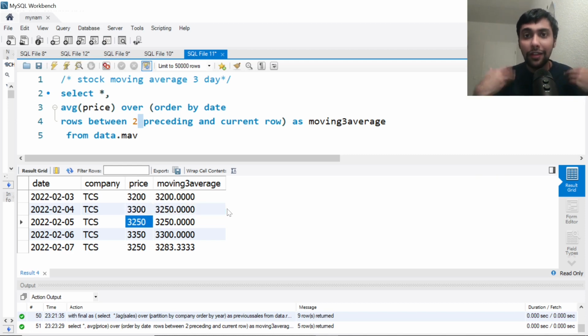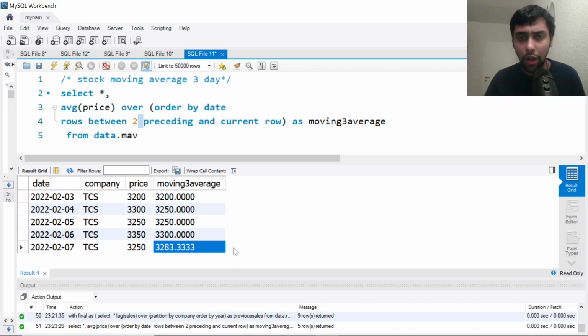For the third row, obviously there's two preceding. So it is going to do an average of these three rows. What is average of 3,200, 3,300 and 3,250? It is 3,250, right? That's what we get here. Moving to the next row, what is this doing? Just think for a minute. Obviously it is doing these three rows, right? Two preceding and that row. Average of these three is nothing but 3,300. That is what we get here. And finally, this row, what is happening? Again, two preceding. So essentially it will do the average of these three rows. Average of this is, I think it will be 9,850 divided by 3, which is like 3283.33. This is what we get.